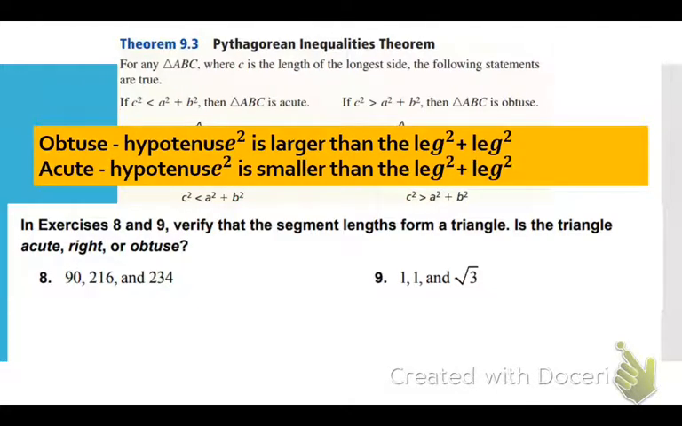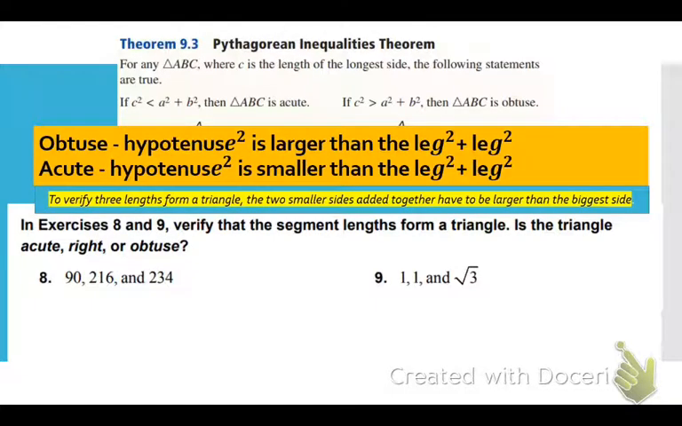In these two problems, it first says to verify the segment lengths form a triangle. We did this a long time ago. It's very simple to do this. You add the two smaller sides, and they have to be bigger than the largest side. Sometimes some side lengths won't form a triangle. They're not long enough sides, or the ratios of the sides is too awkward to close the triangle. So that's all it wants us to check in the first place.